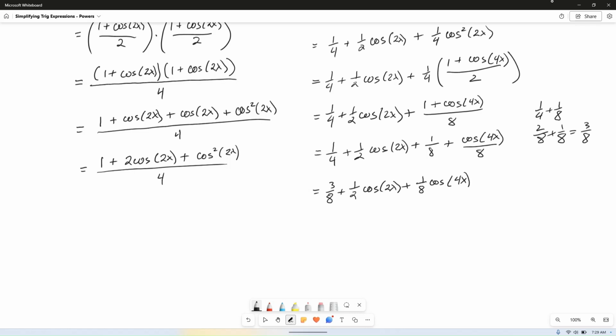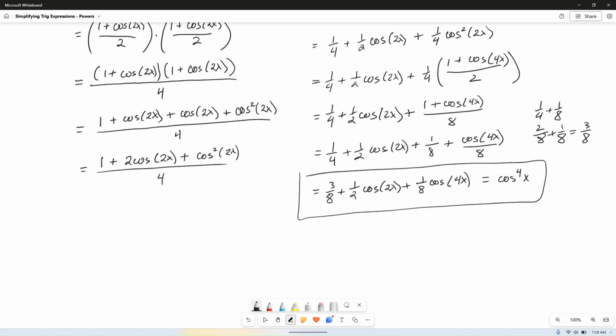And I know again that that is equal to cosine to the 4th power of just x. So I've been able to take cosine to the 4th power of x and rewrite it in terms of just a constant and a sum of cosine linear terms.